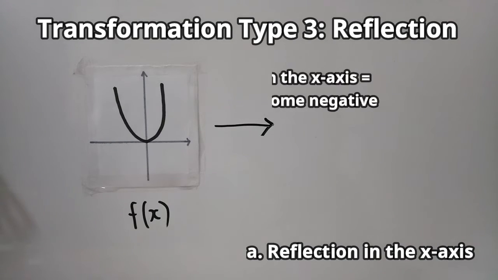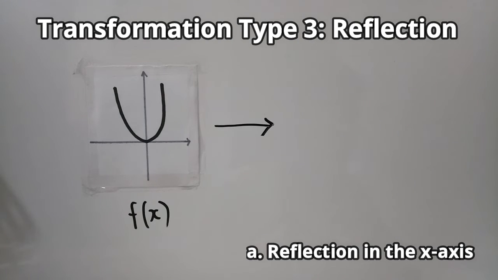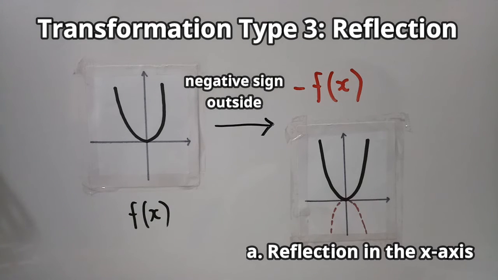If the function f(x) is reflected against the x-axis, all of its y values are multiplied with a negative sign. The form of f(x) becomes negative f(x) after this type of reflection, with the negative sign outside of the function, which impacts the whole function.